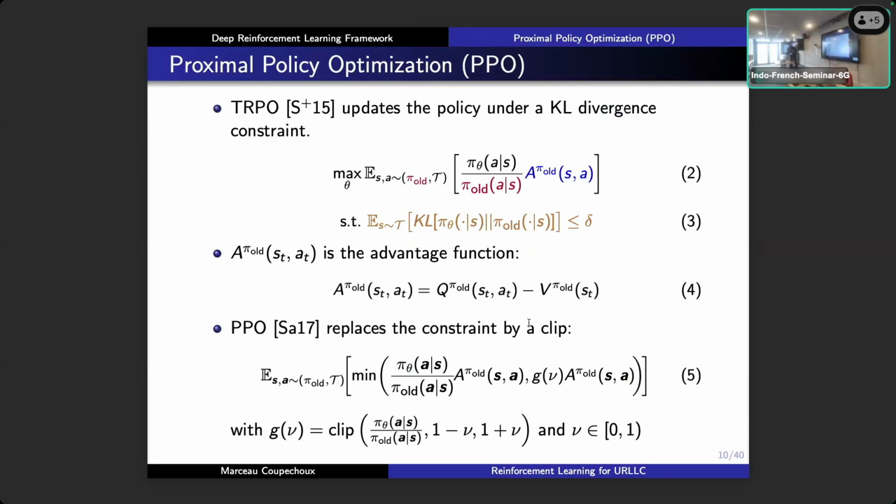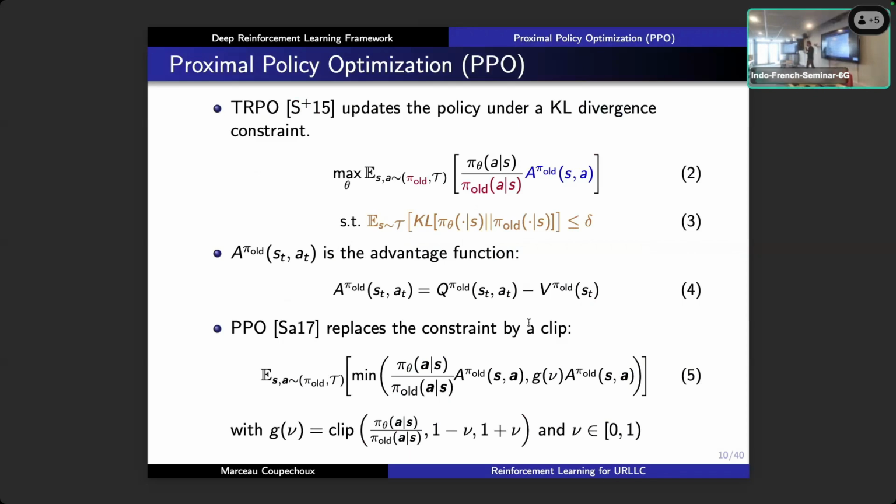Okay, so I put a constraint on this. So this protocol has been quite successful, but it has again some drawbacks, in the fact that this maximization problem is not that easy to compute, and it's a bit computationally intensive. So proximal policy optimization has replaced, in fact, this constraint by what is called a clip function.